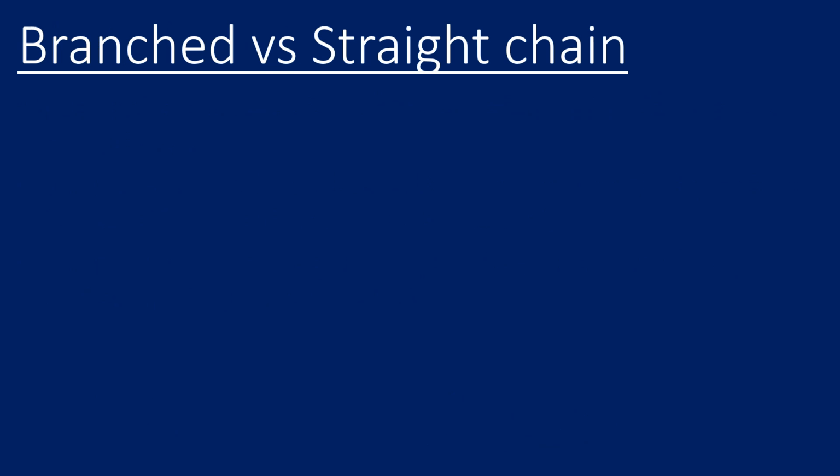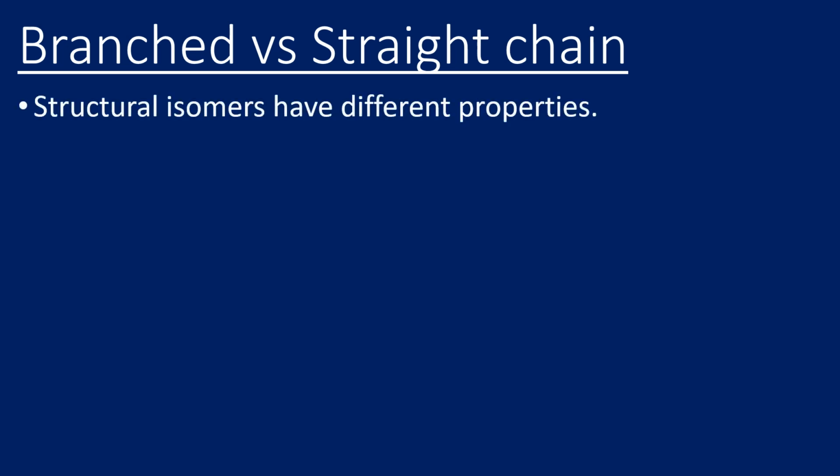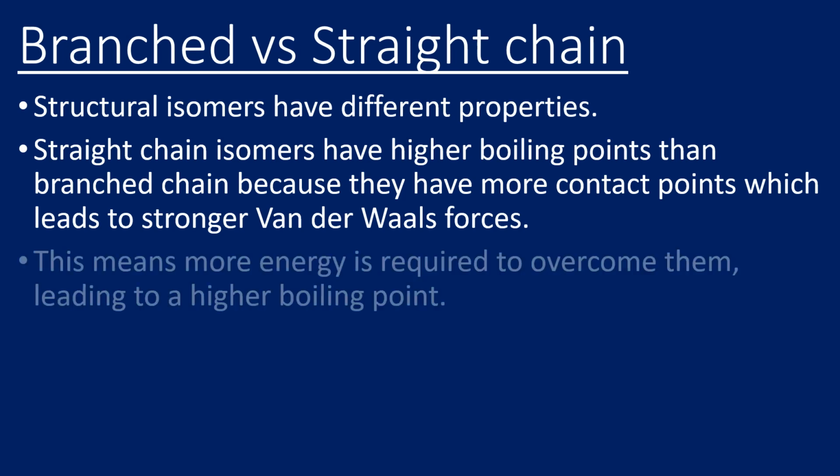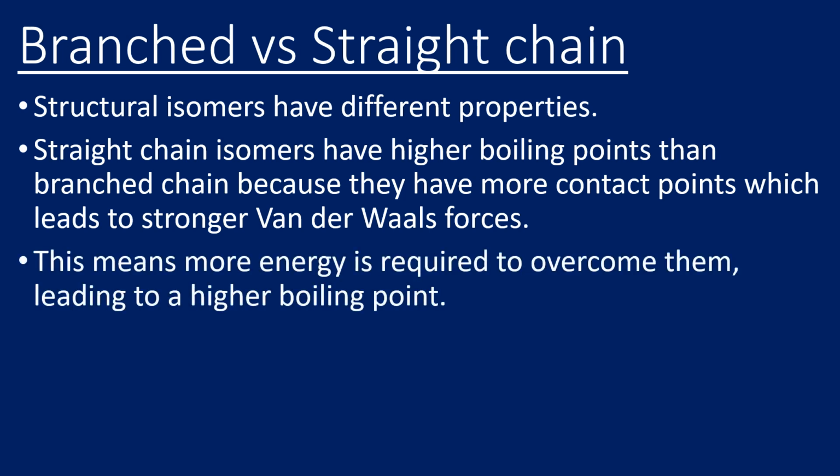So branched versus straight chain then. It's a little bit harder to explain this one. We've seen previously that structural isomers do have different properties. We're going to see that straight chain isomers actually have higher boiling points than branched chain because they have more contact points, which leads to stronger van der Waals forces, which means more energy is required to overcome them, leading to a higher boiling point.